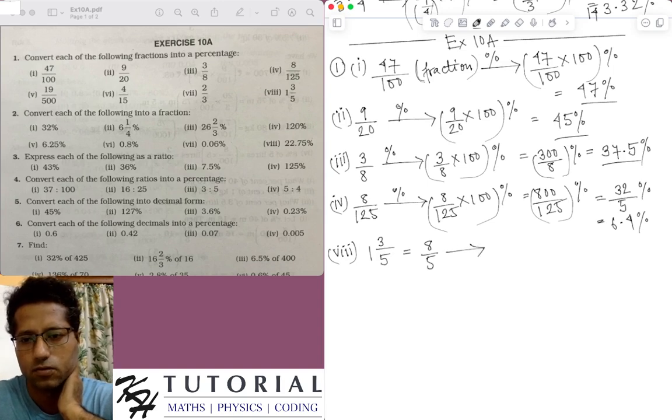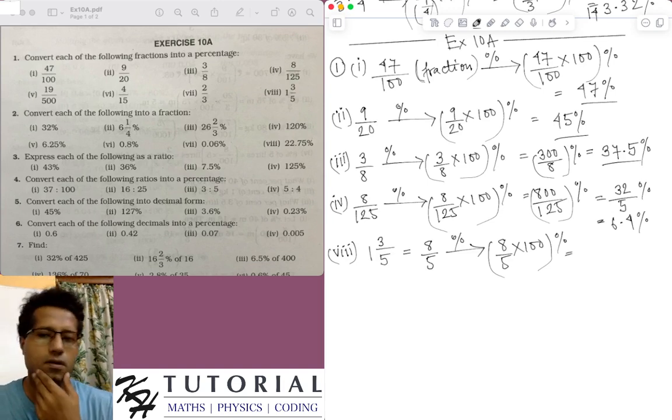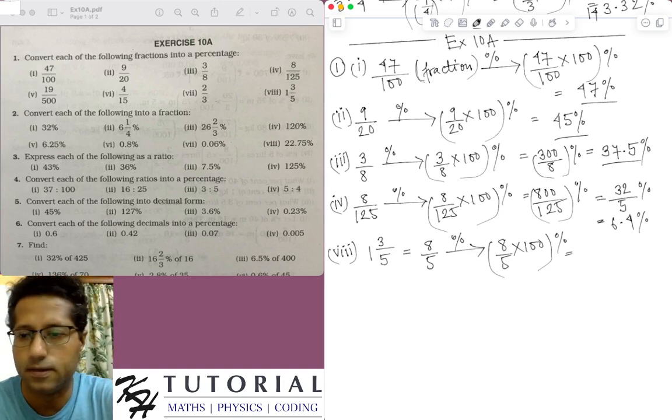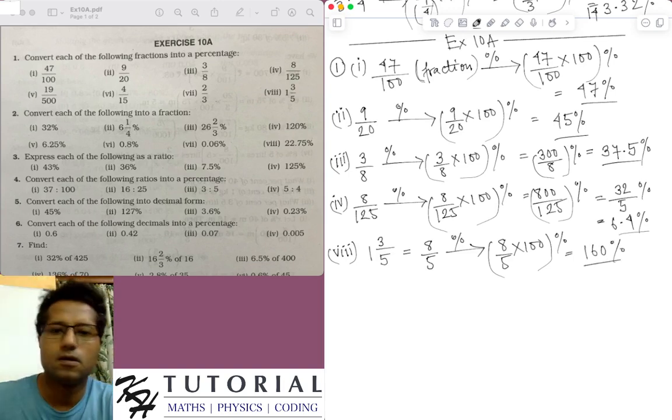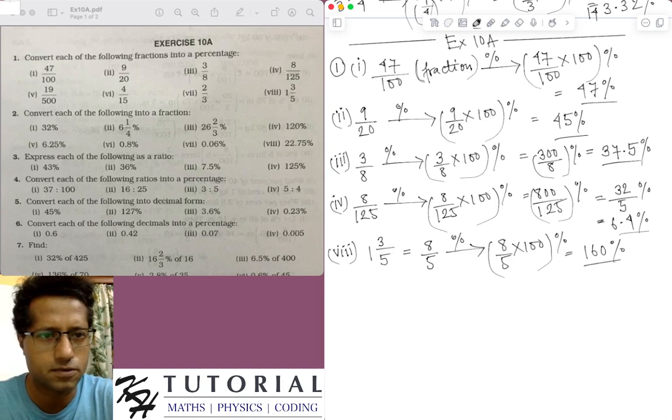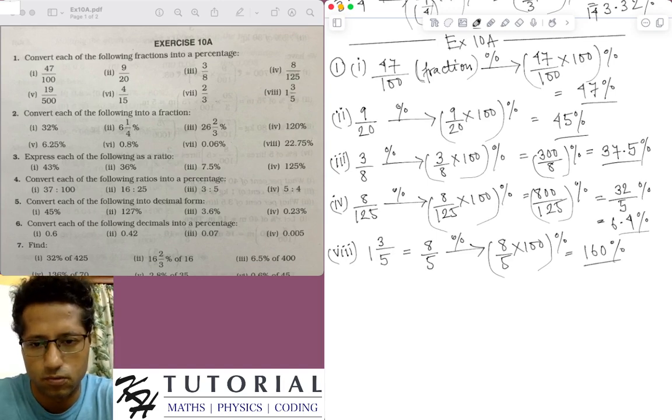Now if I want to convert it to a percentage, I will simply multiply 8 by 5 with 100, and this becomes percentage. Now this is equal to 20. This is 160 percentage. Okay, I am not doing the other parts. Let's move on to question number 2.